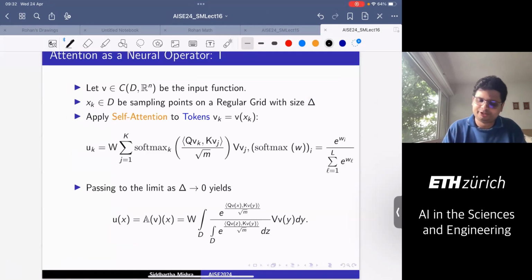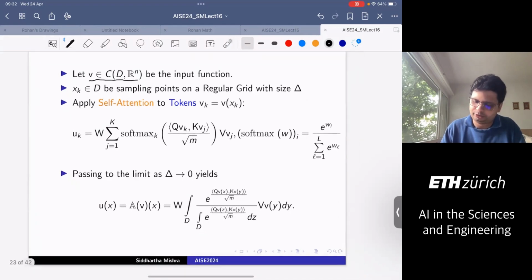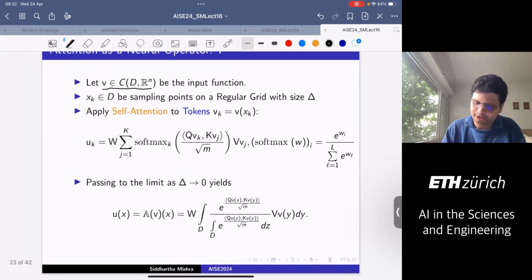So again, the same principle. Your input now is a function. It could be in arbitrary dimensions, but let's say for simplicity, I'm in one dimension. Things are simpler then. The geometry is exactly the same. And then what is attention? Attention can be thought of in these terms, okay? It looks ugly, but that is what it is.